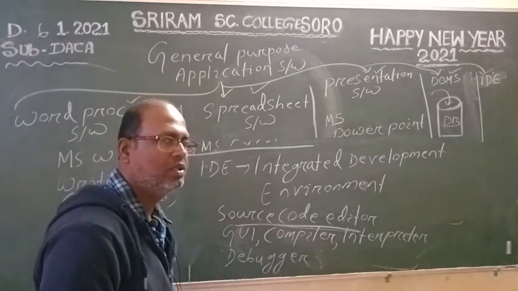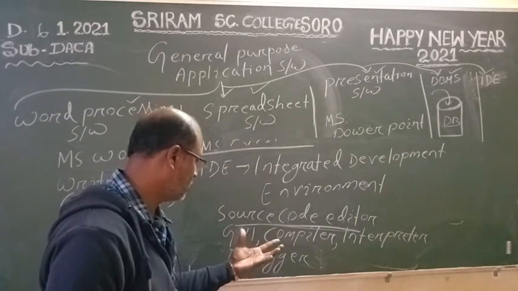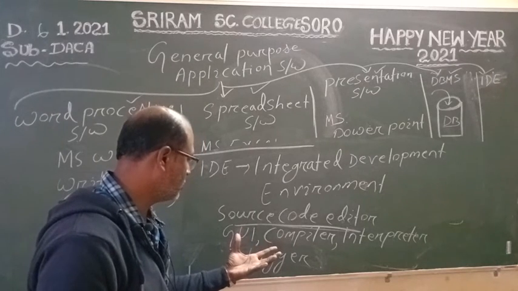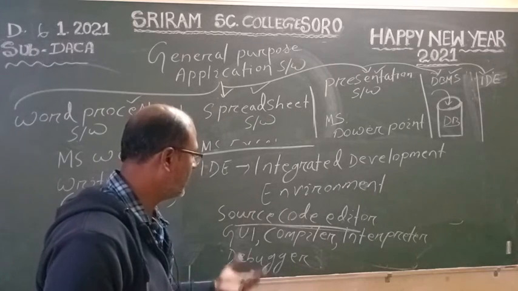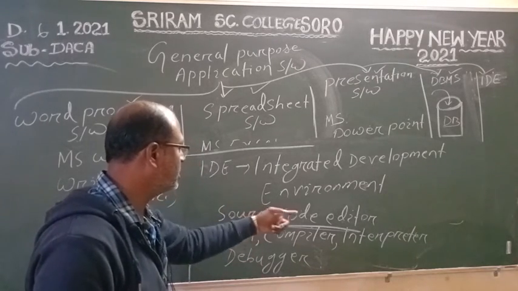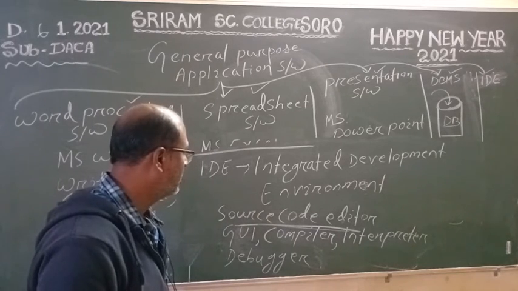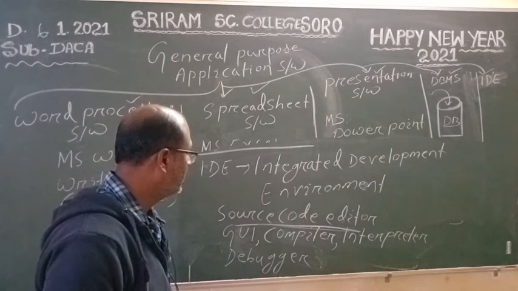Source code editor. Source code editor allows you to write a program. Source code editor allows coding some programs using any kind of high level language, that is the source code editor. Source code editor is a developer tool. Graphical user interface is another kind of developer tool.